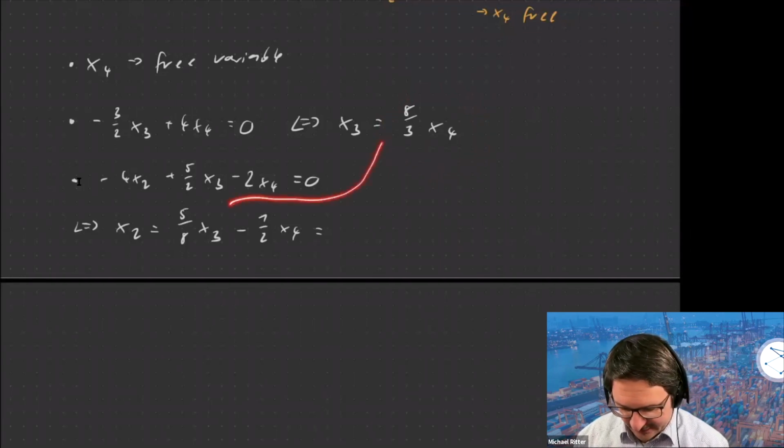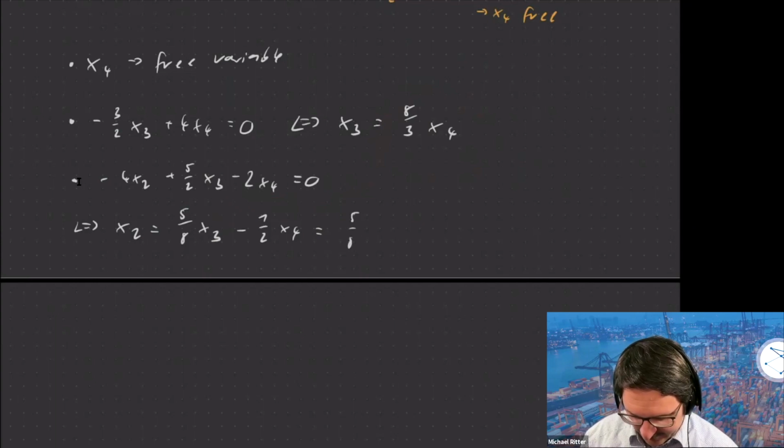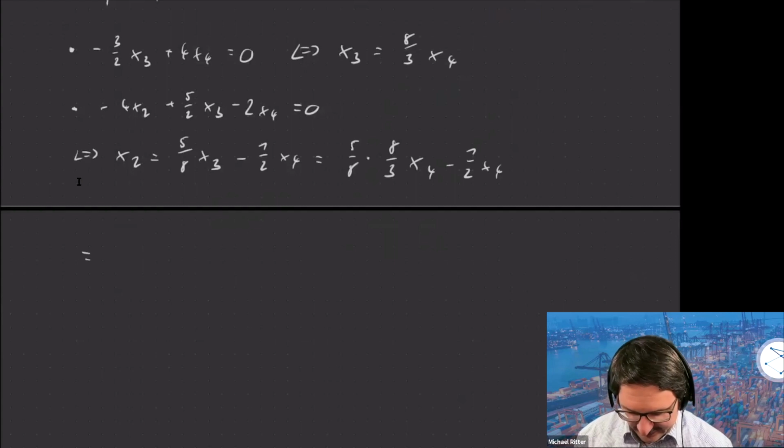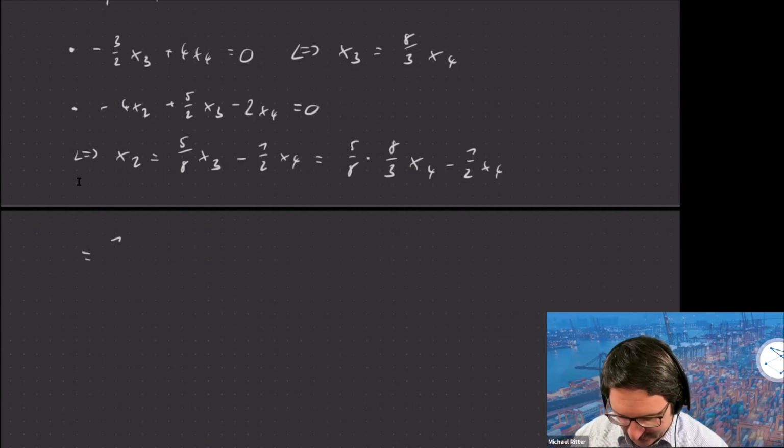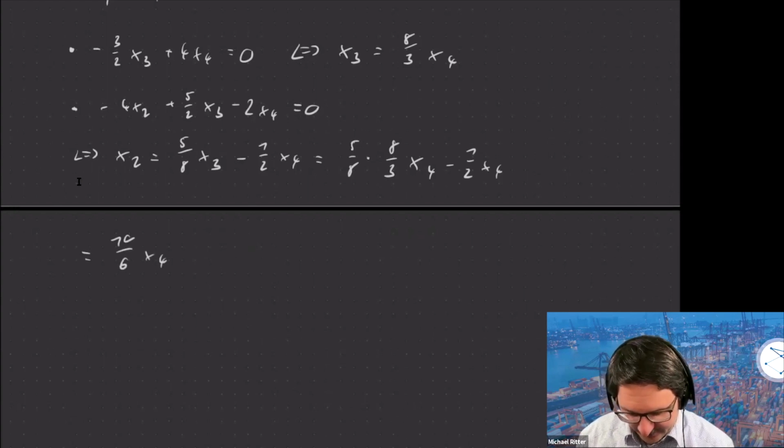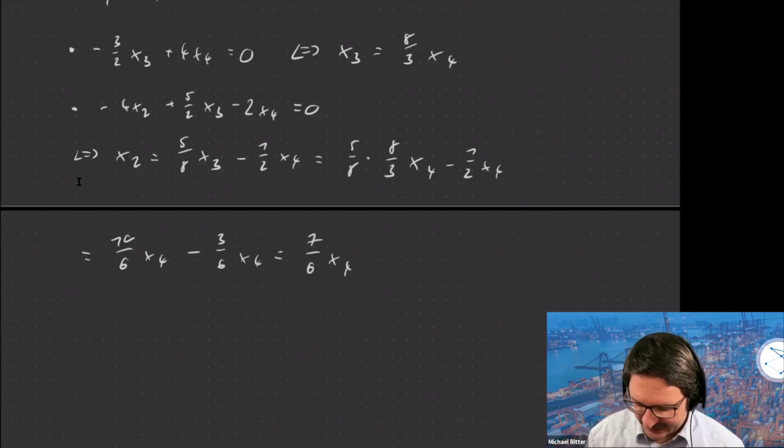So we can use that and substitute it here. So we have 5 over 8 times 8 over 3 times x4 minus 1 over 2 x4. And the 8 cancels out. So we get 5 over 3 or 10 over 6 x4 minus 1 over 2, which is 3 over 6 x4. So we are left with 7 over 6 x4. That seems to be right.